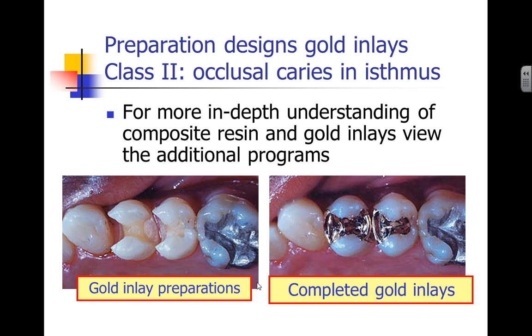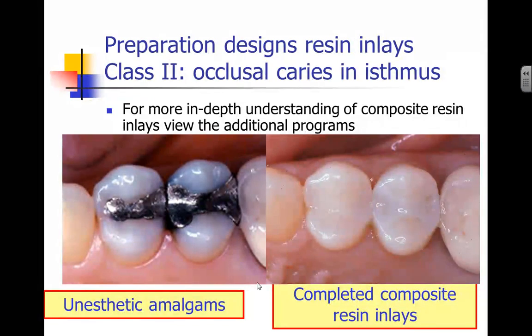In later coursework, you'll be learning more about the use of inlays and onlays. For this preparation, in this patient, the patient had unesthetic amalgams and wanted them replaced with tooth-colored restorations. Through the use of composite resin inlays, we can restore these teeth.